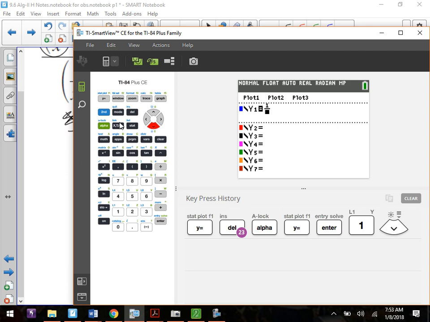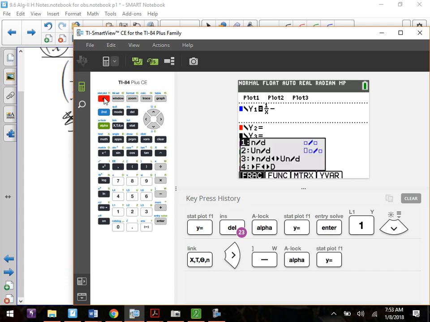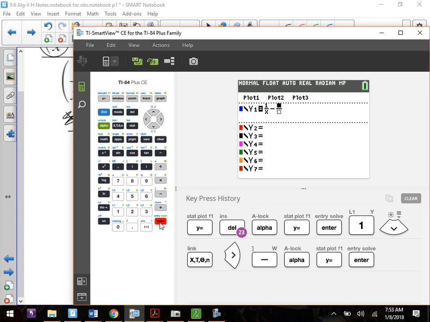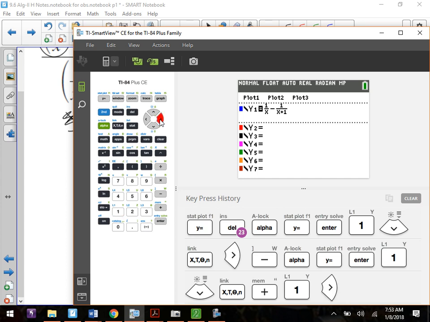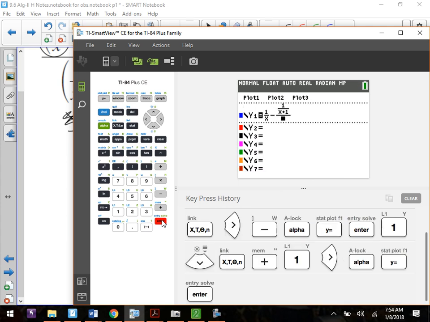And then it was subtract 1 over x plus 1. Now, what we can do here is an alpha y equals of the whole thing. I think it drops. Nuts, I had to go to the whole thing. Yeah, I should be able to do that. Let me back out here.